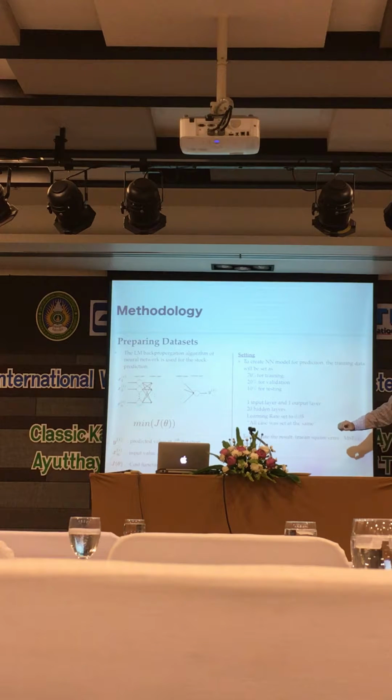20% of the training set we use for training, 20% for validation, and 10% for testing. One input layer and one output layer, 20 hidden layers. The learning rate was set at 0.05, and in all cases we set it the same. In the evaluation, we try to see the performance of each model. We use mean square error.